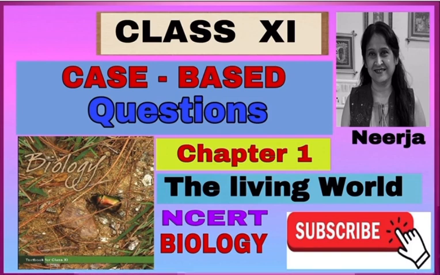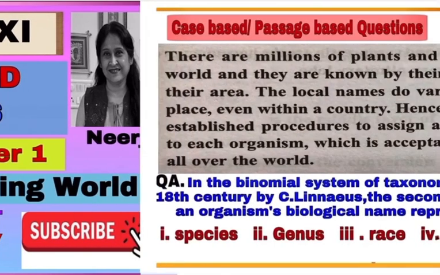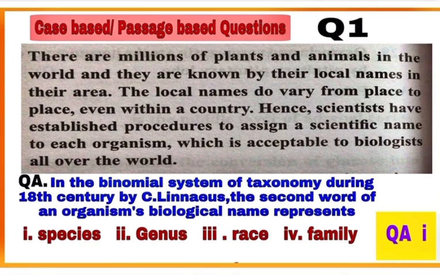In this video, we will discuss some case-based or passage-based questions. Question number 1, see here. In this paragraph, information is given about the need of giving biological names to plants and animals. After reading this passage, you have to answer the given questions.